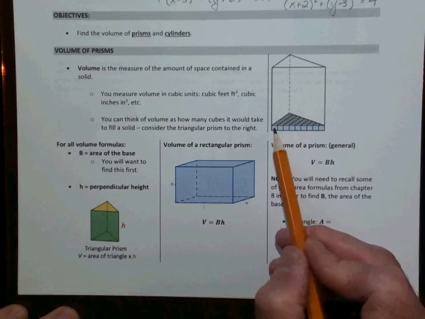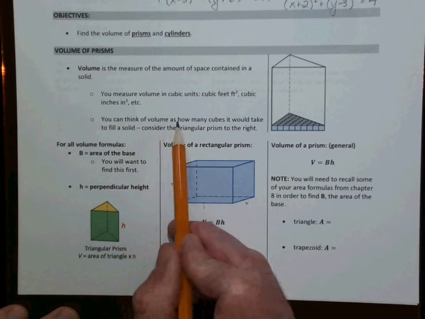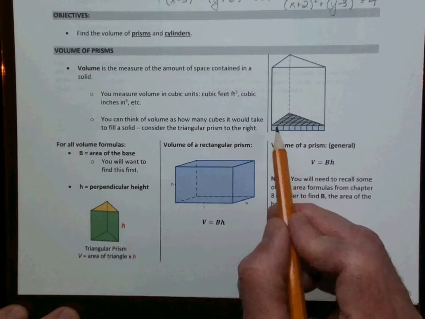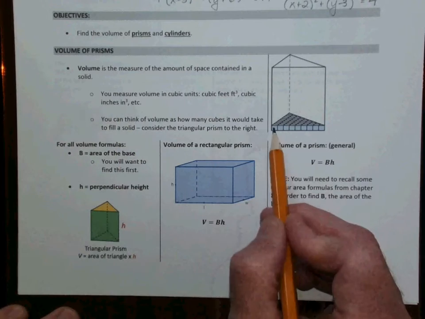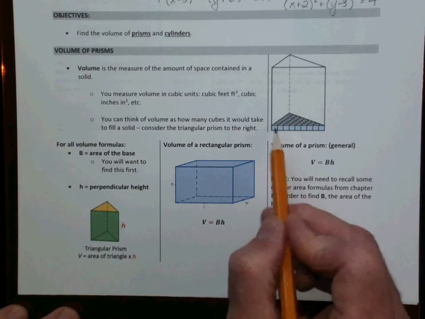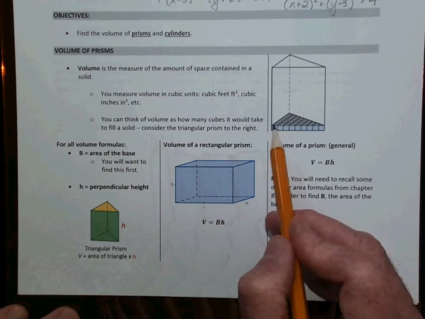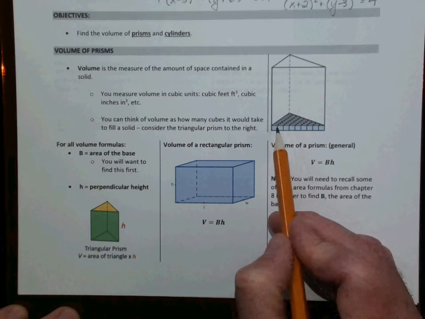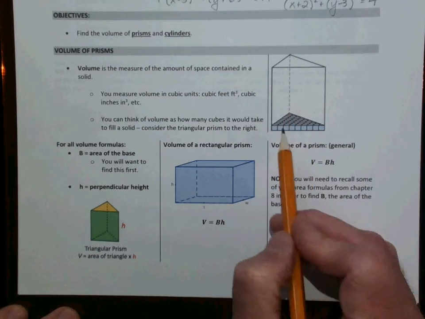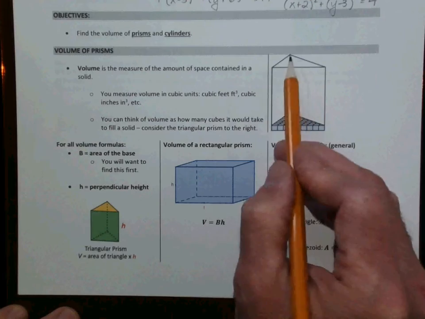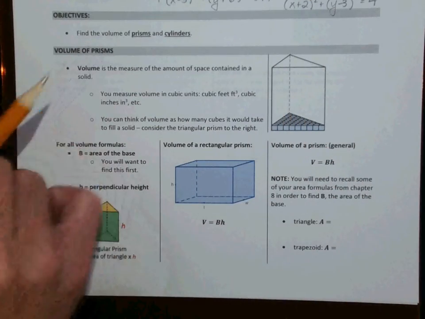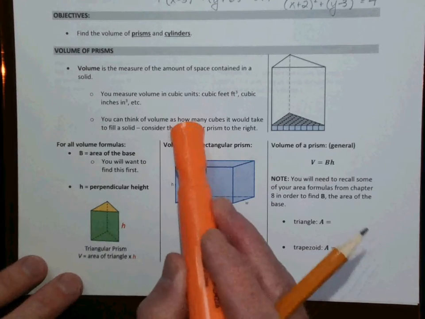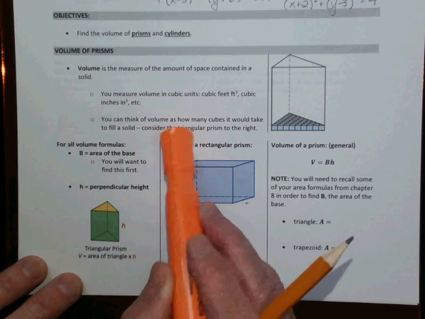Here I showed a picture, if you want to think of volume, of how many cubes you can put in, hence 1 cubic inch, 1 inch on each side. If you think of it starting with this, and then you could keep climbing up, how many of these cubes could you fill into this triangular prism? And remember, we named the prism based on the base.